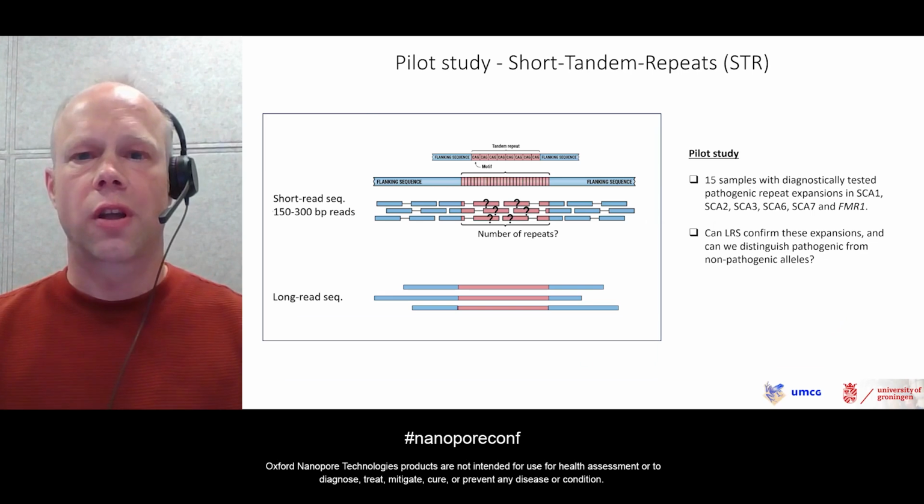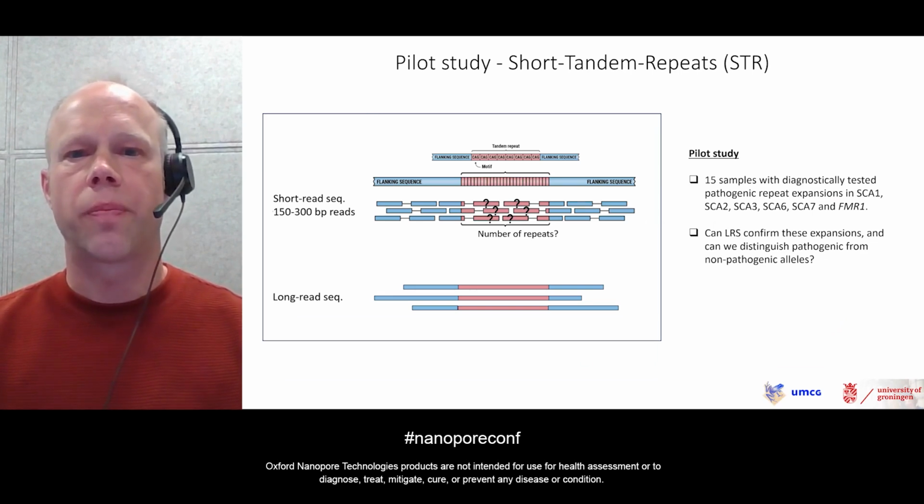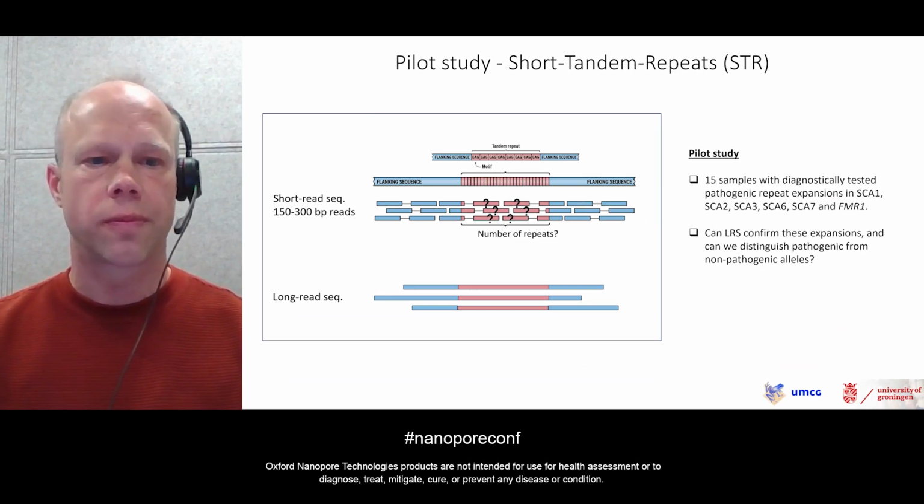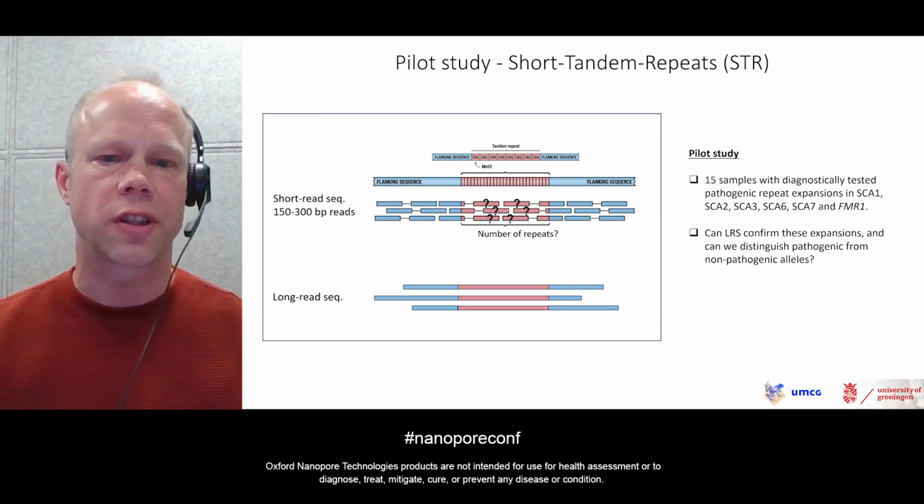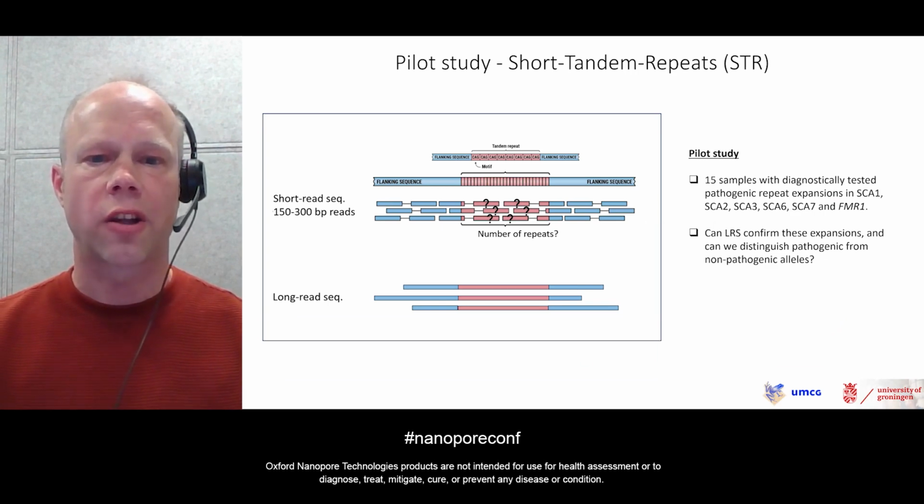We started a pilot study for short tandem repeats, because we need a lot of PCR techniques to measure these tandem repeats, because it cannot be done with short-read sequencing. So why can it not be done with short-read sequencing? That is because the expansion is most of the time not fully included in the short sequence. With long-read sequencing, we expect that the expansion is fully included in the sequence and that we can measure the expansion accurately.